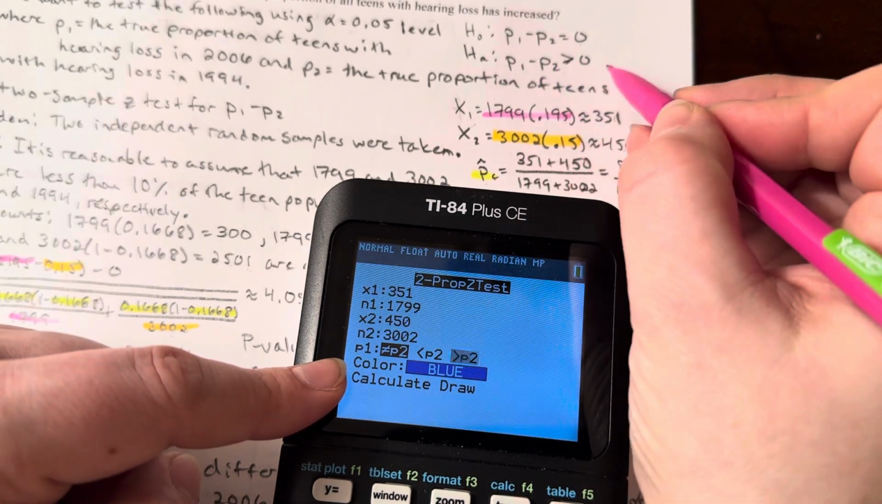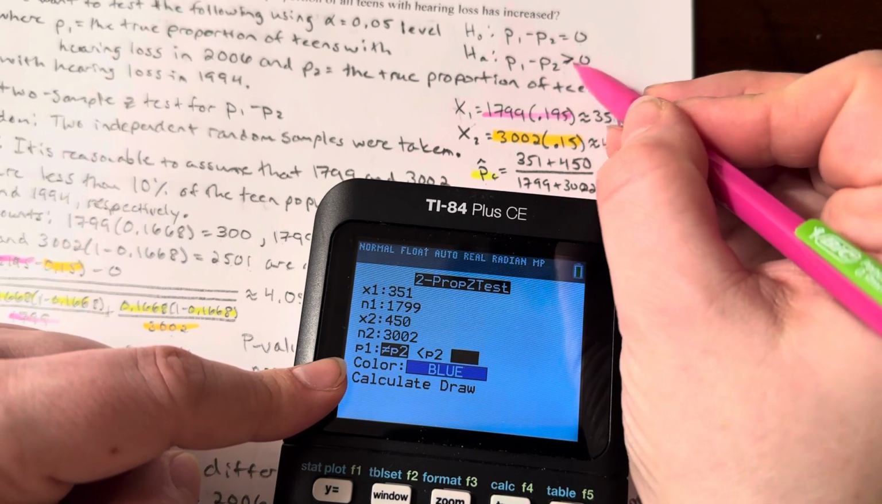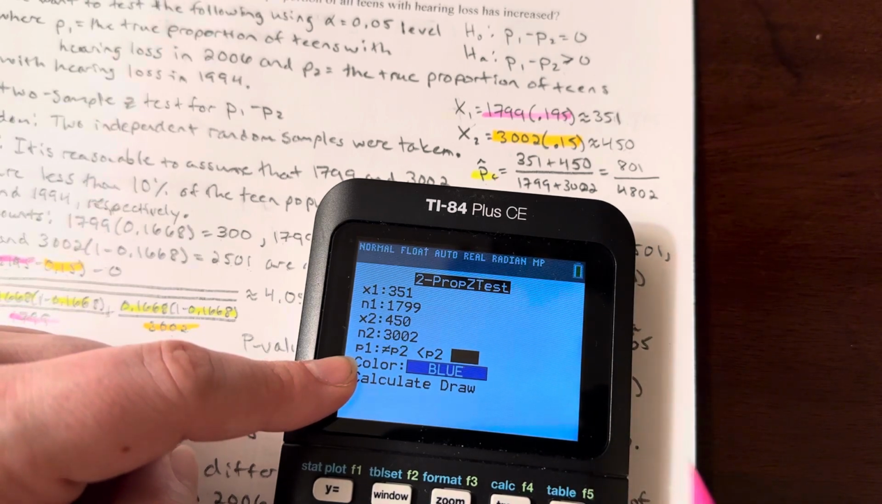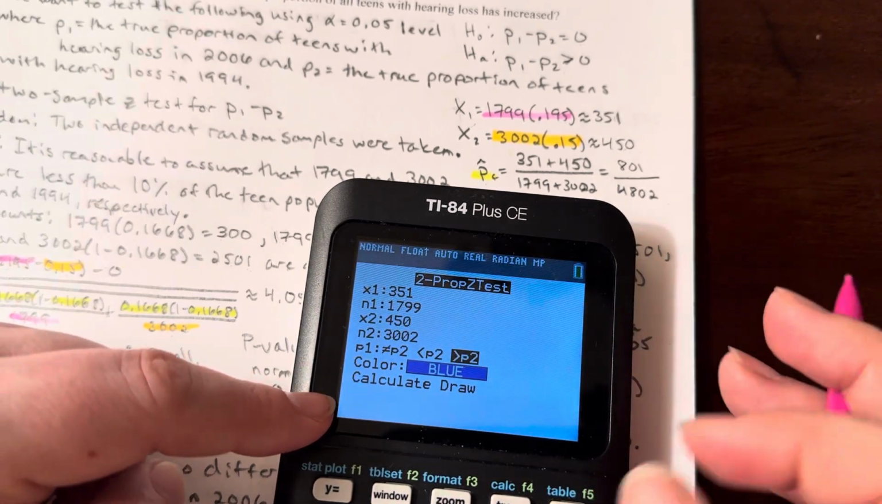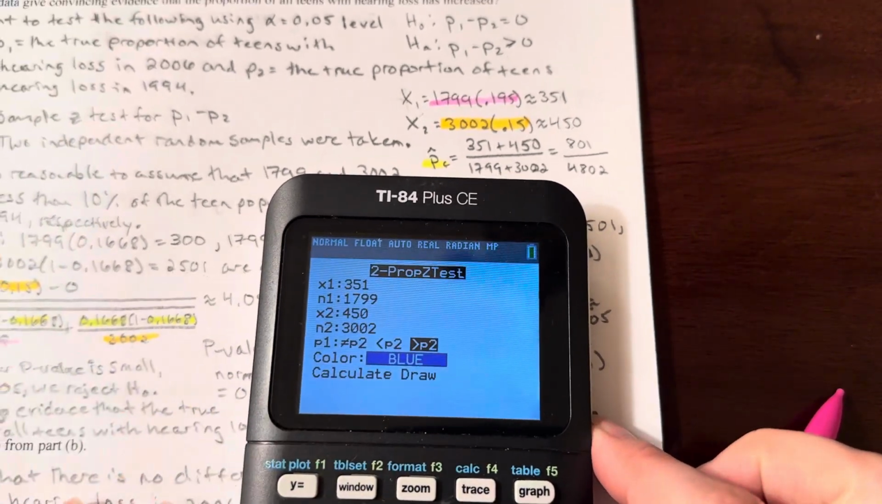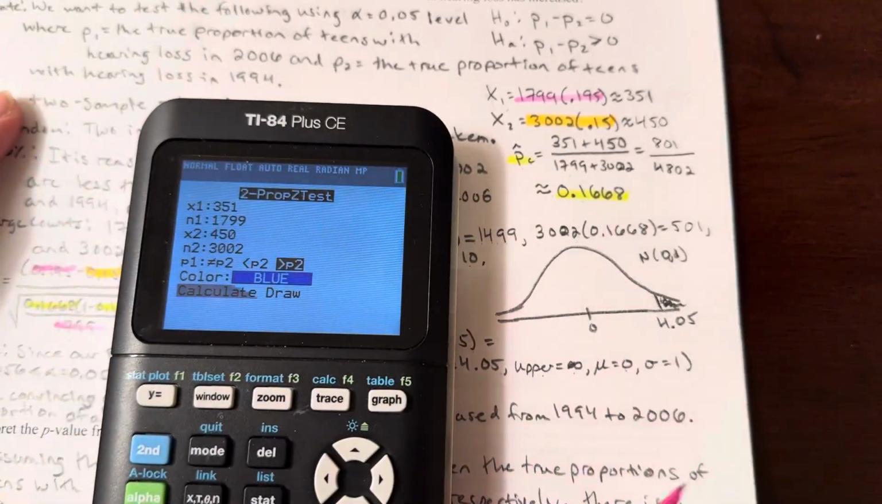If I were to add p sub 2 to the other side, I would have p sub 1 is greater than p sub 2. And that's what this is saying, p sub 1, and then I want to choose the greater than p sub 2 side of this. All right, now you can go to calculate, or you can go to draw if you want to actually see how this gets sketched out.